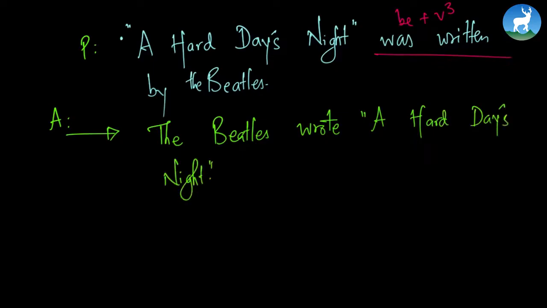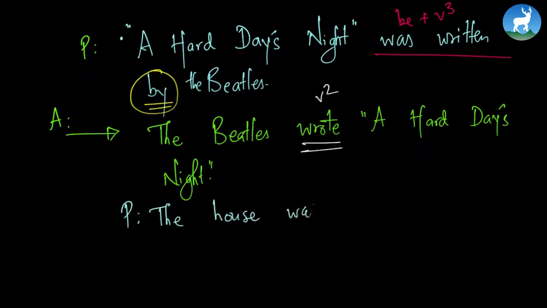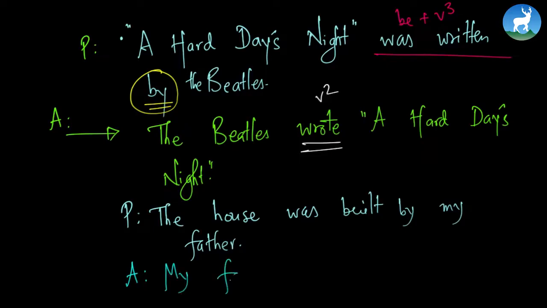Fantastic song. Okay. Beatles wrote. Now we have a V2 and it is active. What is the rule? We use by. We always use by when we're using passive construction. One more example. The house was built by my father. The house was built by my father. The active construction of this sentence is: my father built this house.